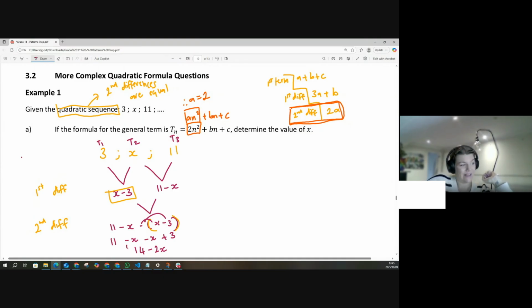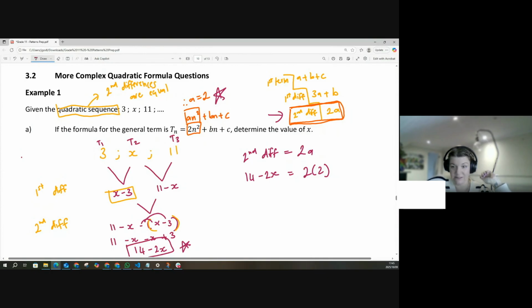We now know that this is our second difference, and we know that our second difference is 2a. We know that a is 2 because of this. And we know that our second difference is 14 minus 2x because of this. So 14 minus 2x equals 4, which means negative 2x equals negative 10. And so x is equal to 5. I thought you would be grumpy, yes.